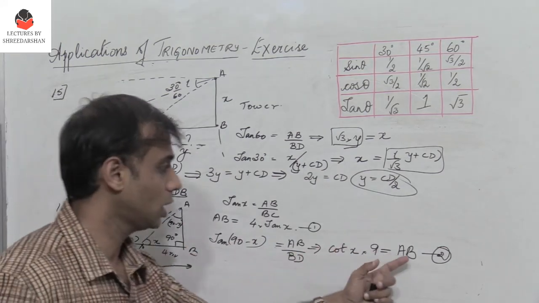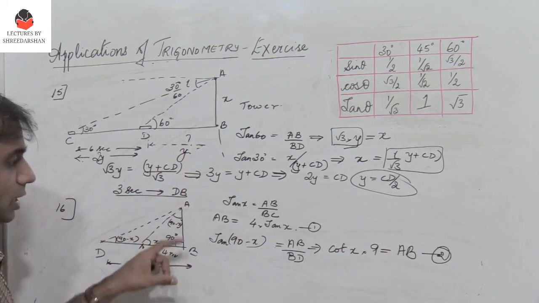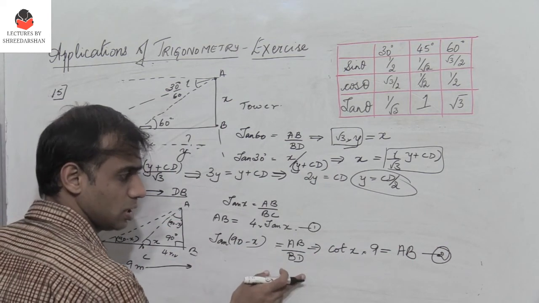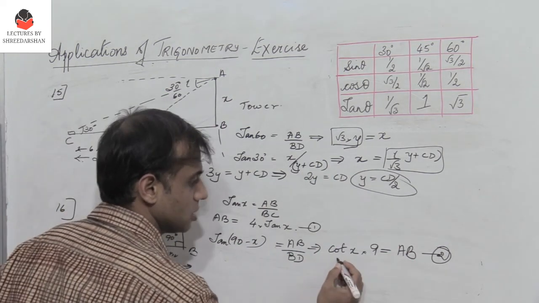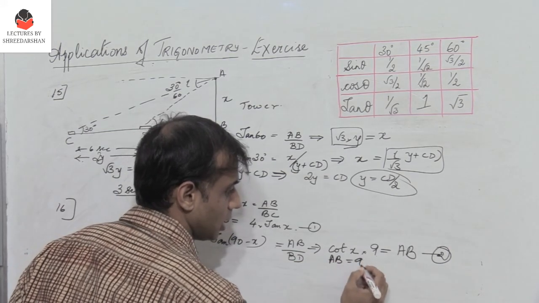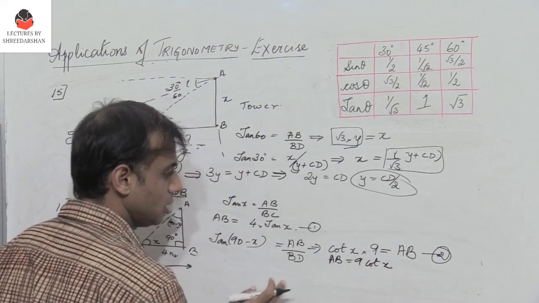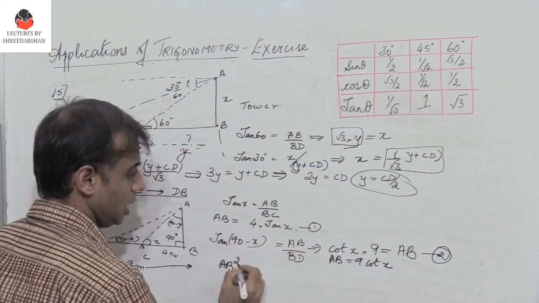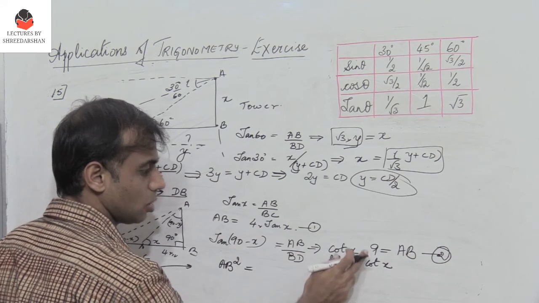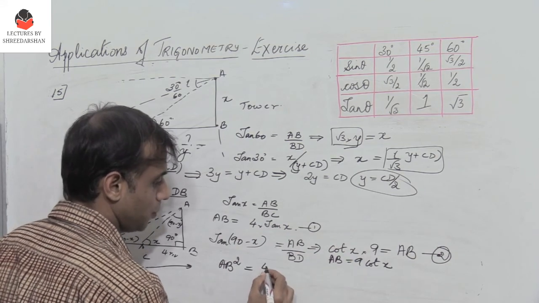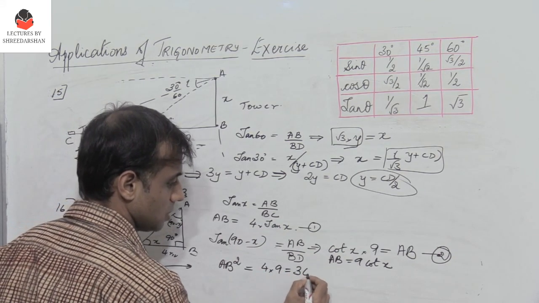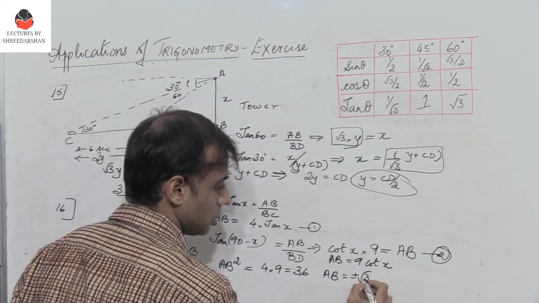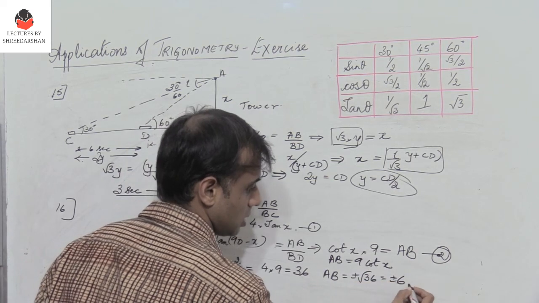So I have equation 1 and equation 2. I need to find AB. So for that, let me multiply equation 1 and 2. So why am I doing it? If I multiply both the LHS, it becomes AB square. And if I multiply both the RHS, tan x and cot x get cancelled. So I get 4 into 9, which is 36. And what is AB? AB is plus or minus root 36, which is plus minus 6.